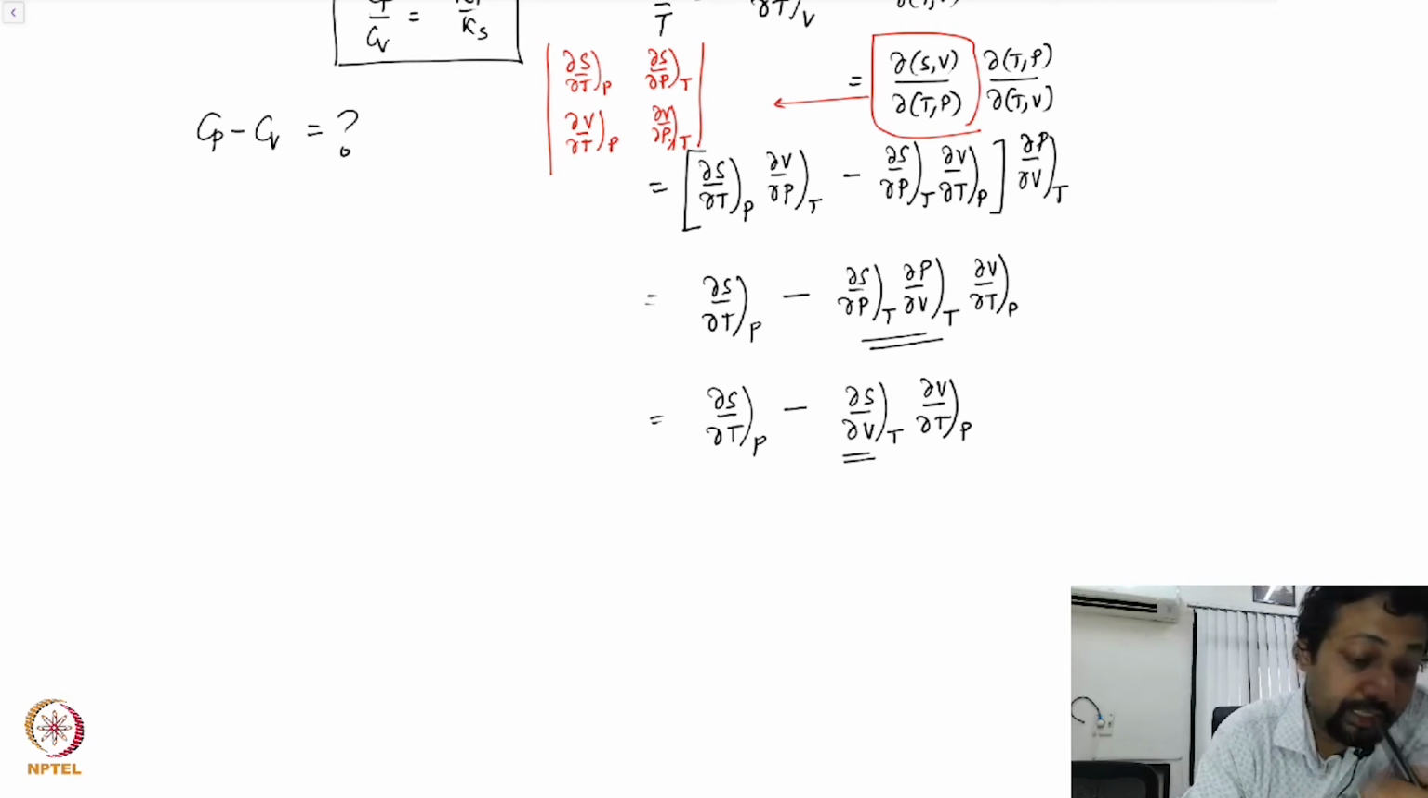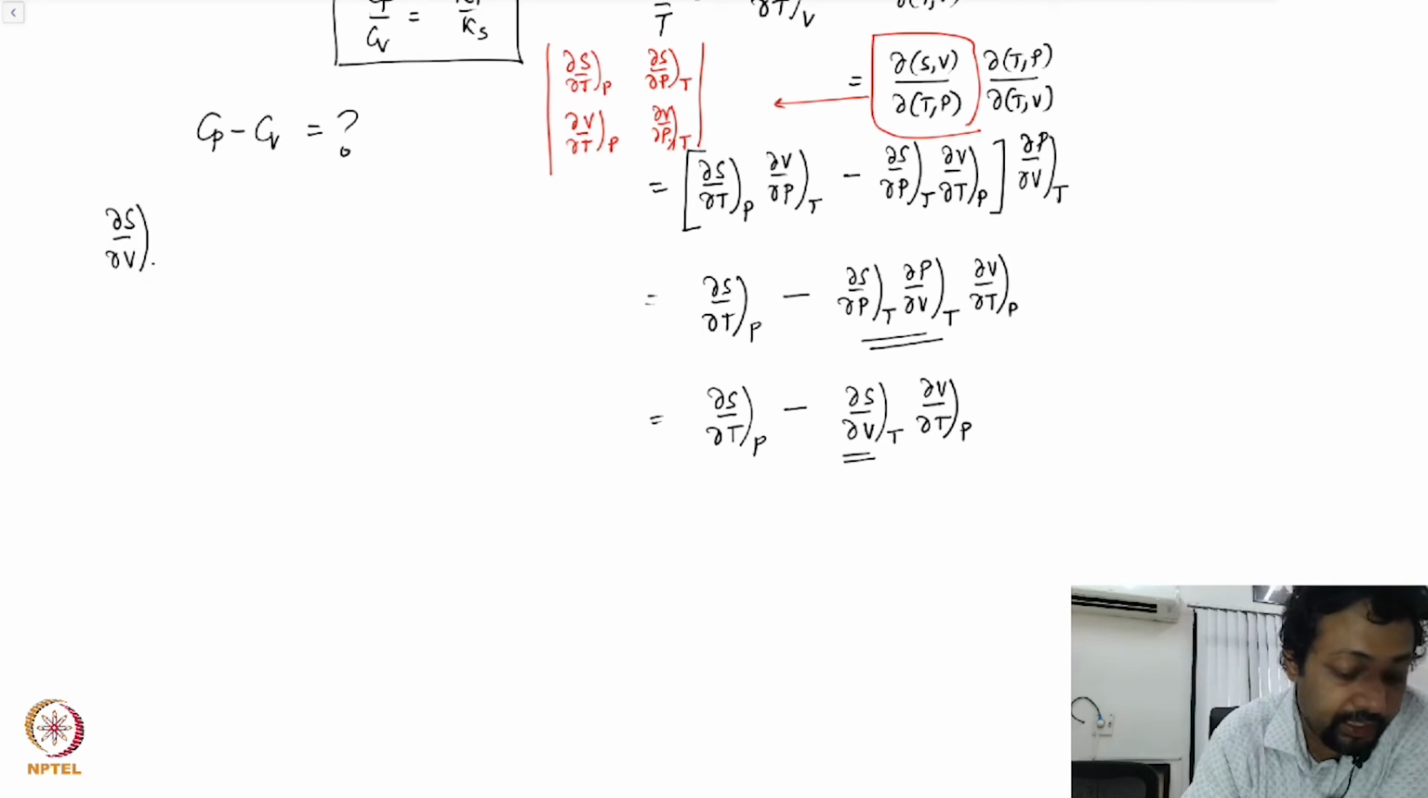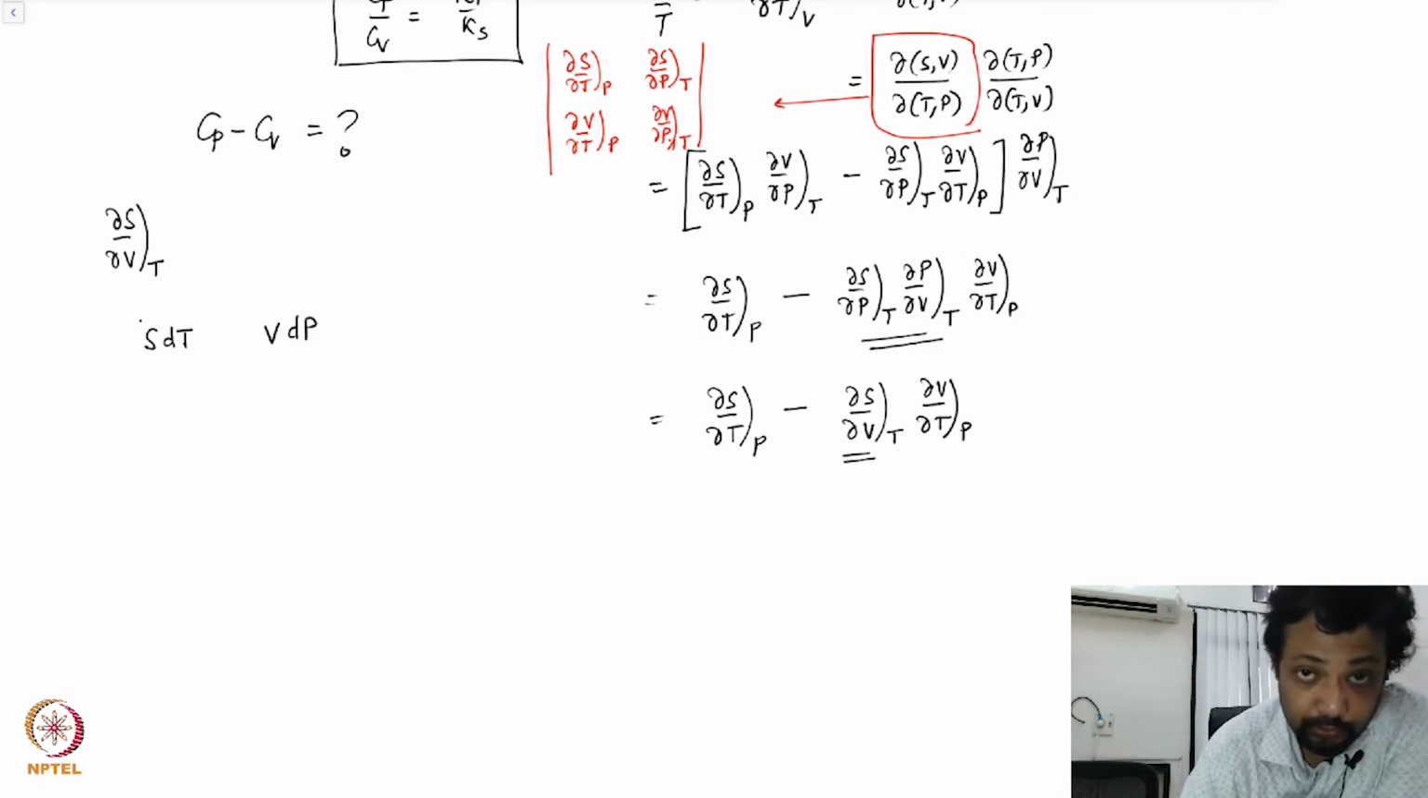I want to now see, here comes the utility of the Maxwell relation. I want to figure out if there is a Maxwell relation that relates this derivative with something else. If you just look at the structure of this derivative, del S del V at constant temperature, this immediately tells you that I have SdT, correct? Then I have VdP. So I have to figure out which one I can use.